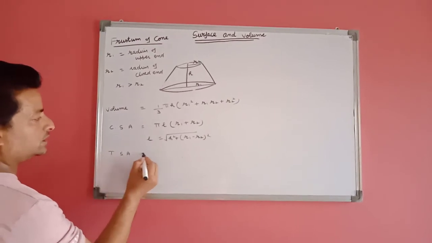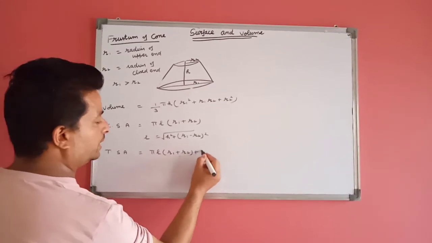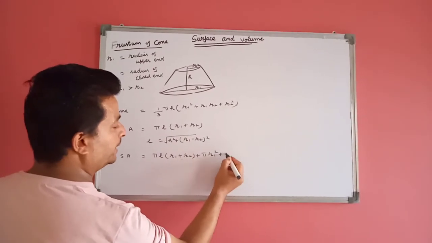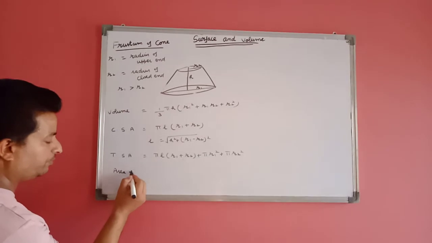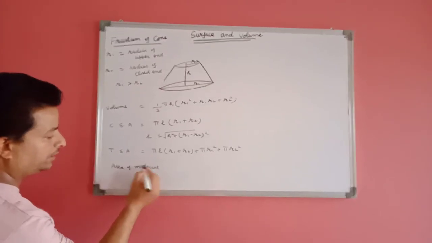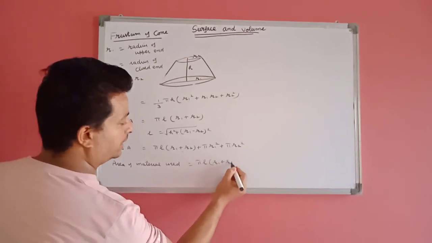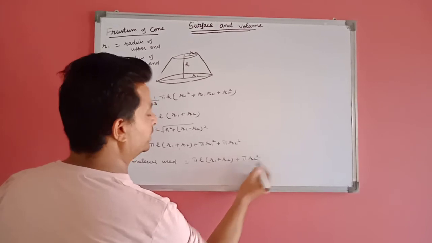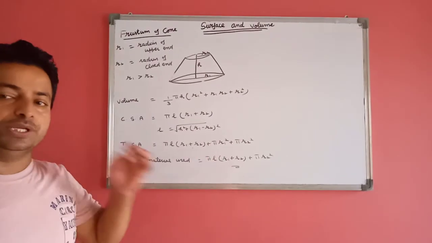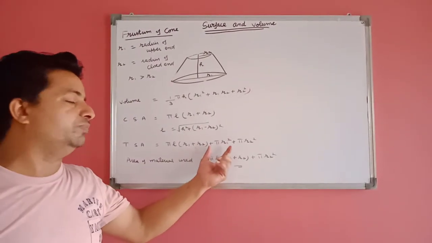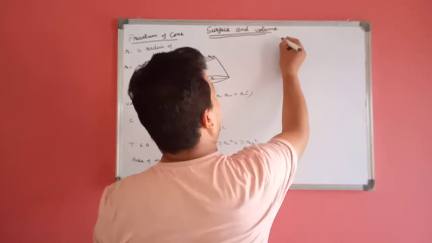After this, total surface area, which is pi L (R1 plus R2) plus area of upper end plus area of lower end. But area of material used is equal to pi L (R1 plus R2) plus pi R2 square, because in this frustum the upper face is open, so there is no material used to make the upper face of the frustum of cone.